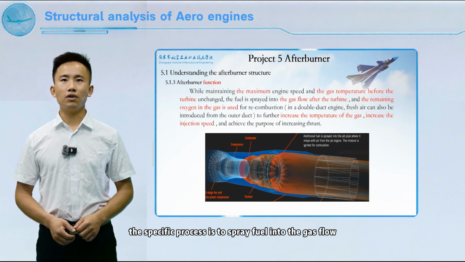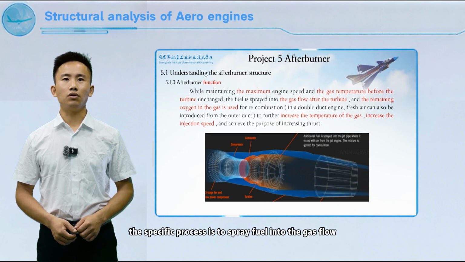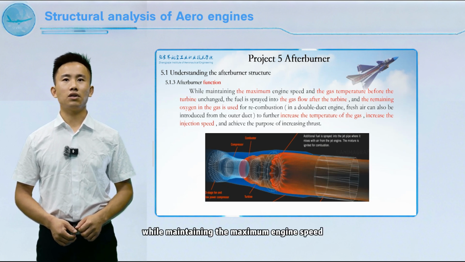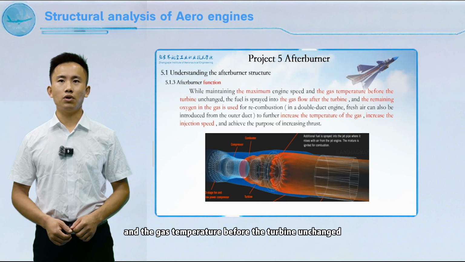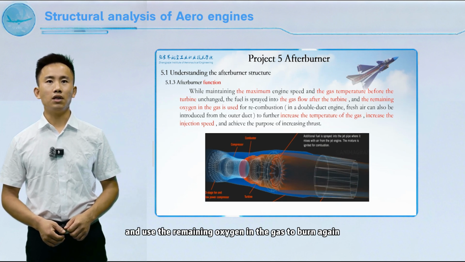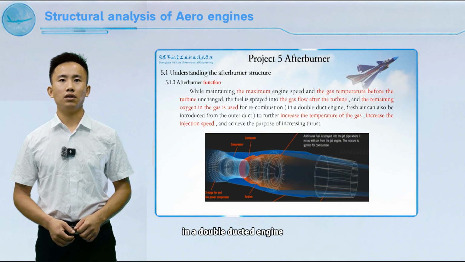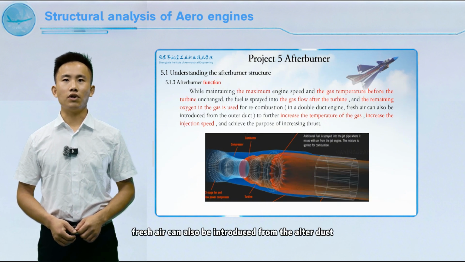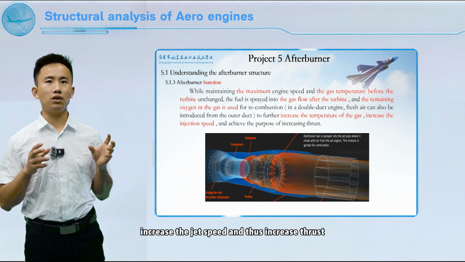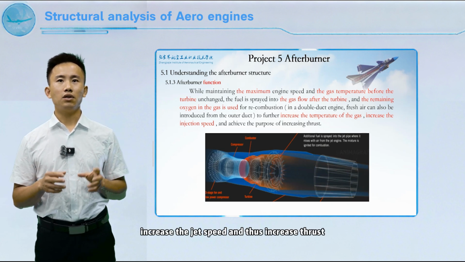The specific process is to spray fuel into the gas flow after the turbine while maintaining the maximum engine speed and the gas temperature before the turbine unchanged, and use the remaining oxygen in the gas to burn again. In a double-ducted engine, fresh air can also be introduced from the outer duct to further increase the temperature of the gas, increase the jet speed, and thus increase thrust.